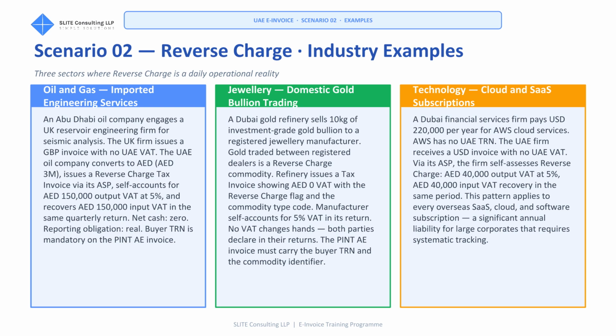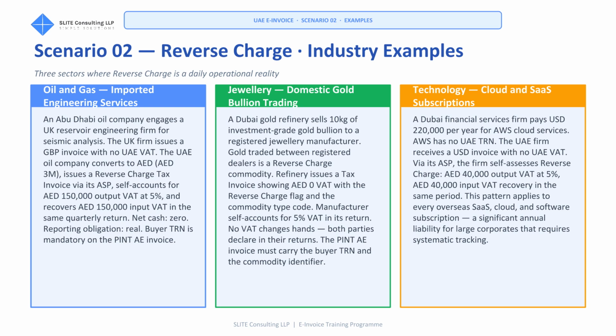Third, technology. A financial services firm pays AWS $220,000 for cloud services. AWS has no UAE TRN, so reverse charge applies, roughly 40,000 dirhams self-assessed each year. This pattern repeats for every overseas SaaS subscription, a significant annual liability that requires systematic tracking.